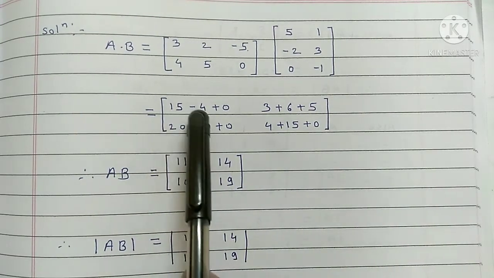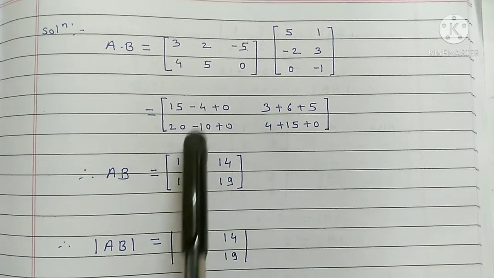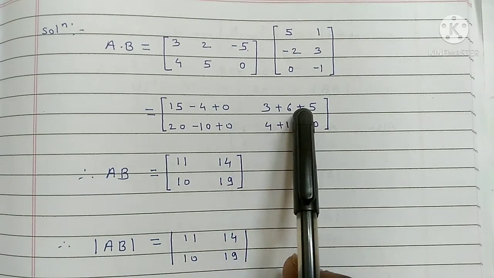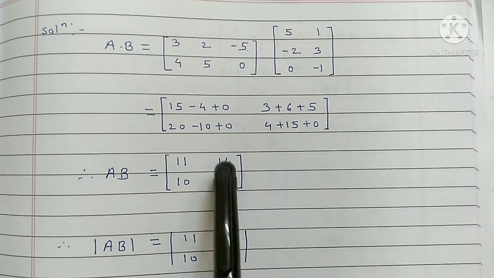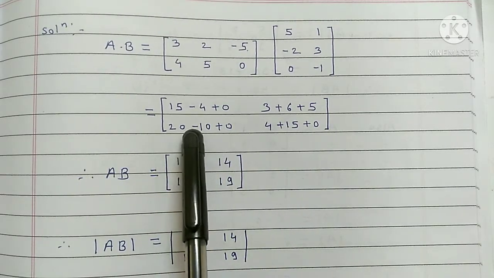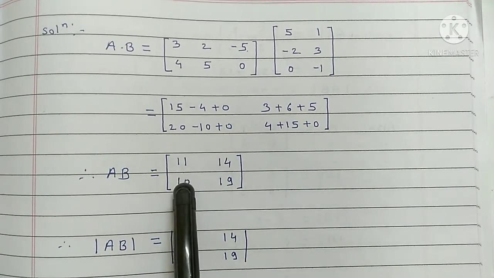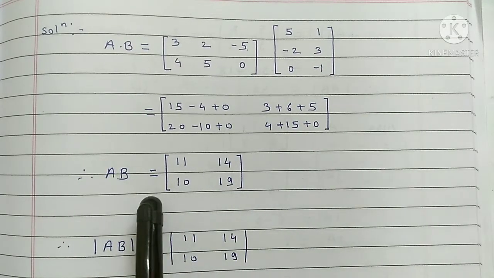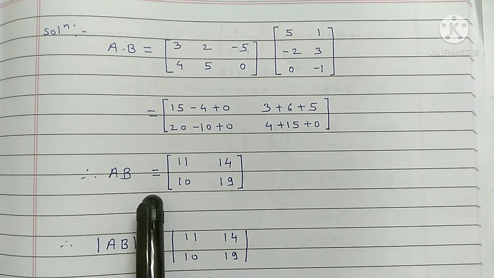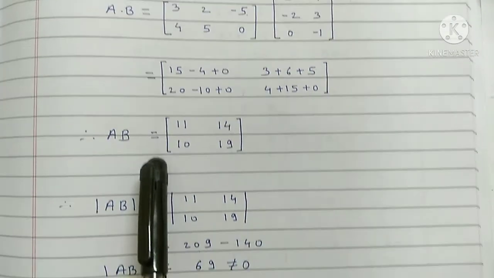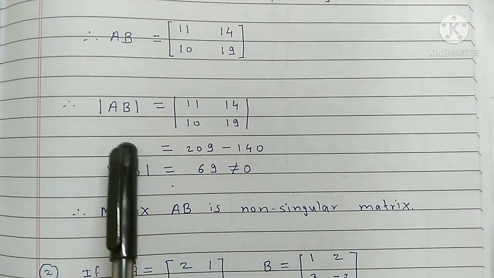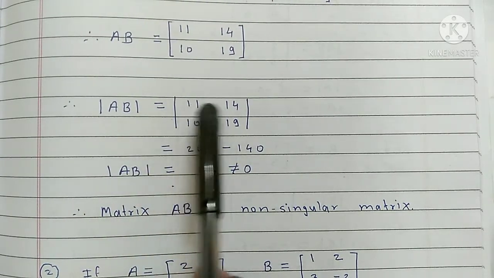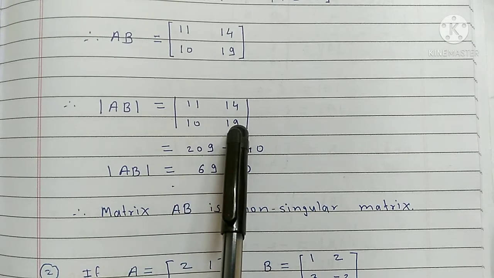So 15 minus 4 is 11. So it is 11. Then 3 plus 6 plus 5 is 14. Then 20 minus 10 is 10 and 4 plus 15 is 19. So this is our matrix AB. Now we will find determinant of this matrix. So determinant of AB is equal to determinant of 11, 14, 10, 19.